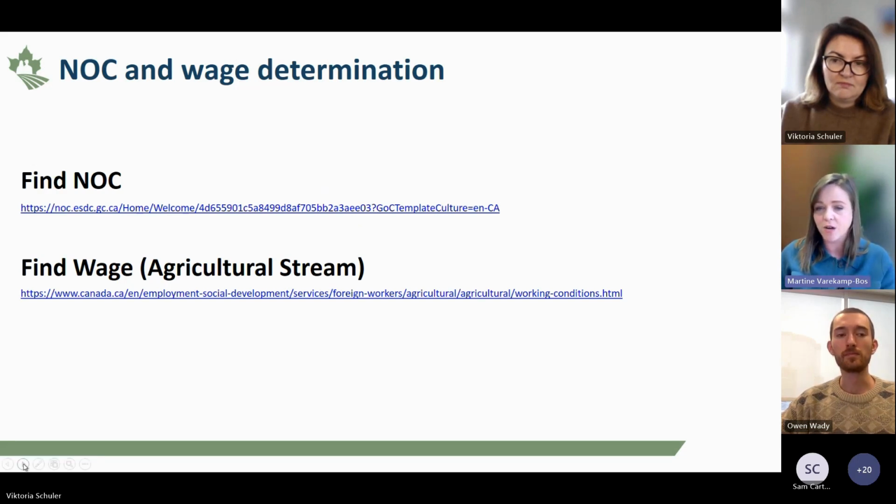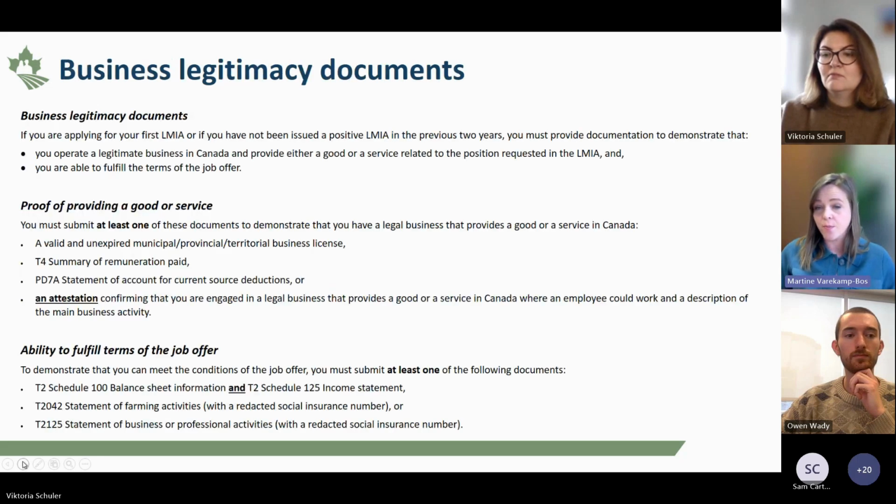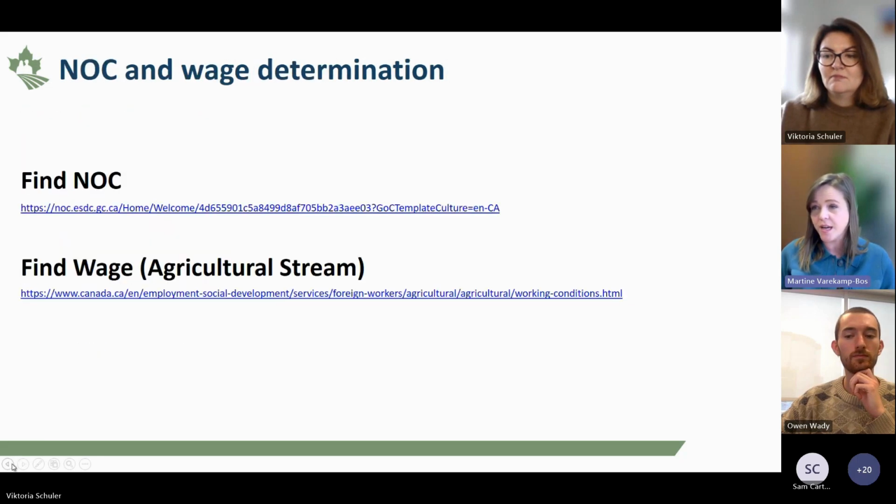So there's a link here to where you can find the agricultural stream wages. They are slightly different from, again, the low wage and the high wage LMIAs. Those wages can be found on the Job Bank website in their prevailing wage section. So yeah, the prevailing wage is really per industry. So there's a different one for each industry and for each province.